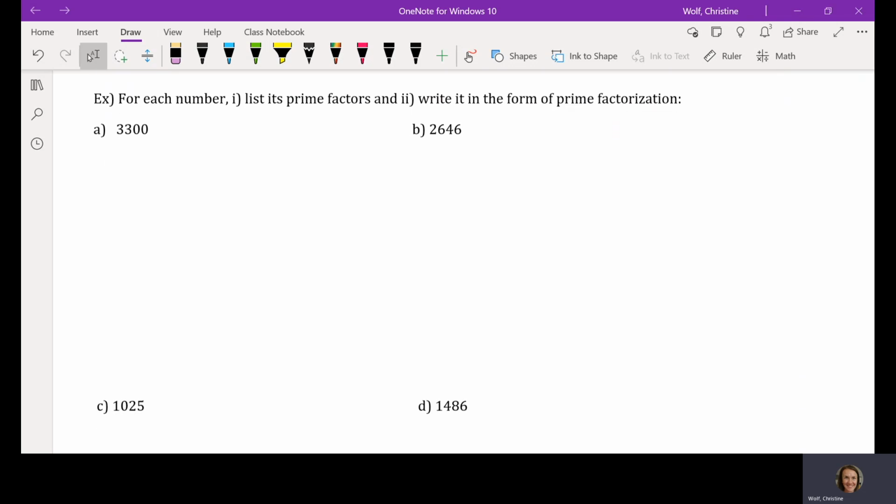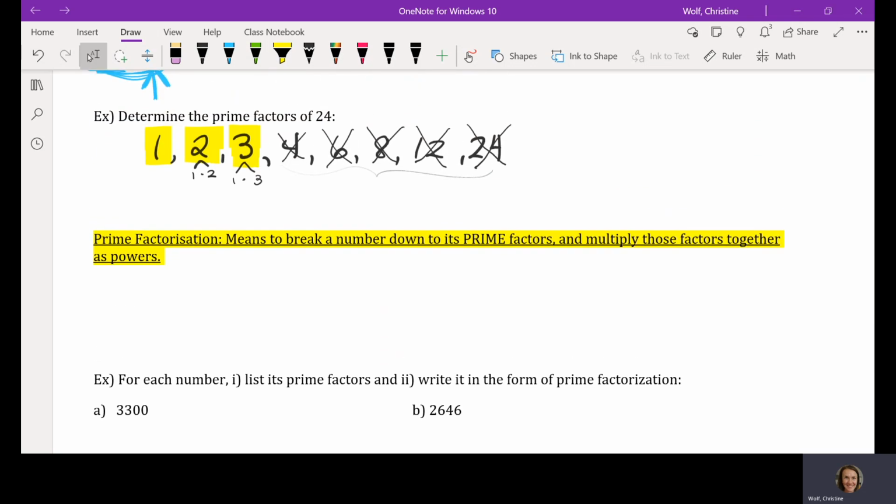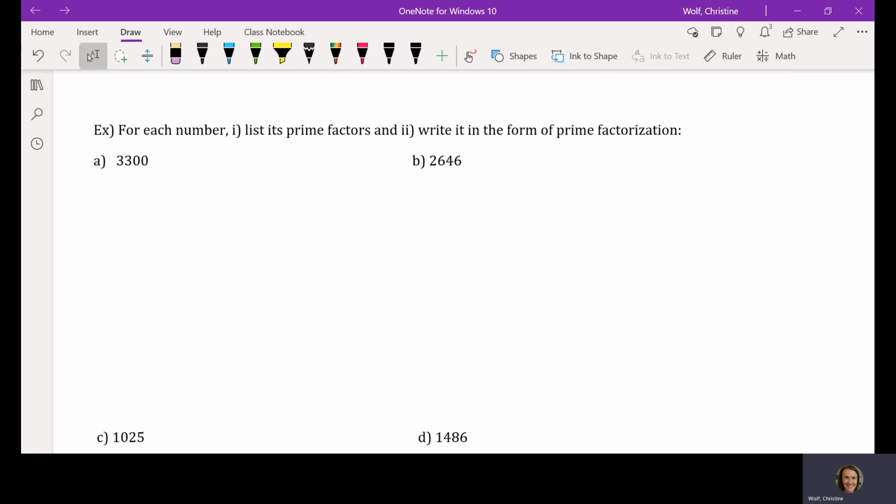So example number 1, for each number given, list its prime factors and write it in the form of prime factorization. So we're doing two things here. First, we're going to list the prime factors, just like we did up here with 24. We found the prime factors to be 1, 2, 3. Okay. And then we're also going to write it in the form of prime factorization, and that's new. We haven't seen that yet.